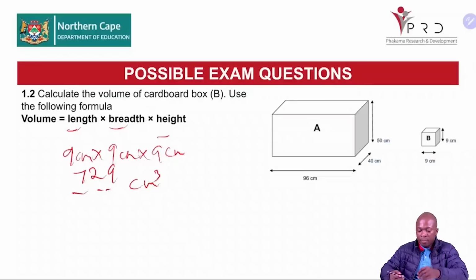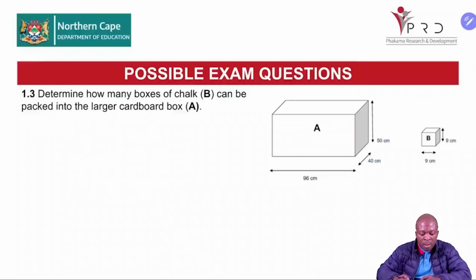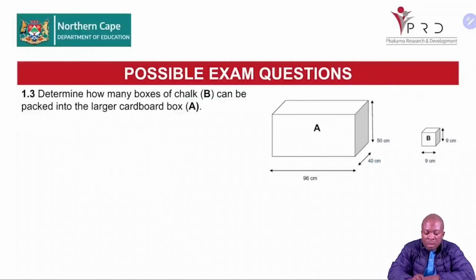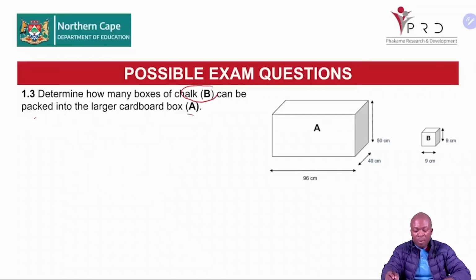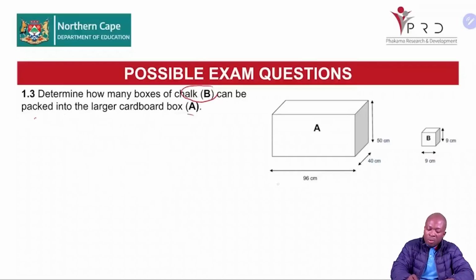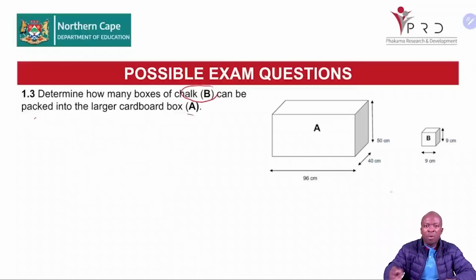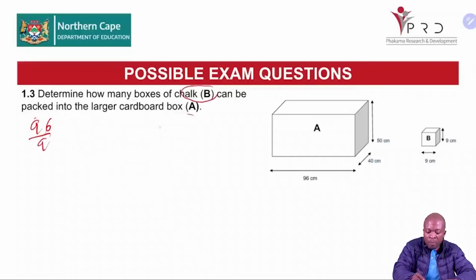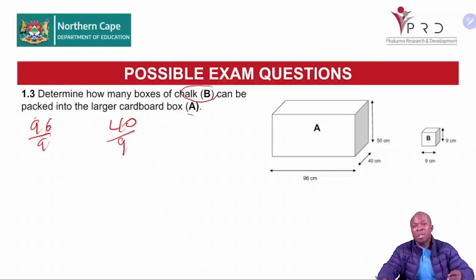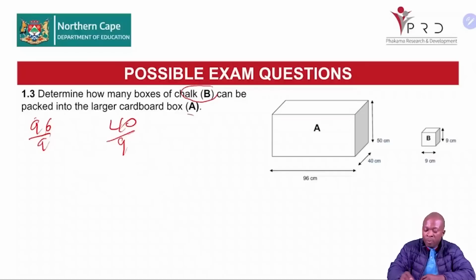Are we together? Okay. Let's go to the next point then. The next one says, determine how many boxes of chalk B can be packed into A, like what we were doing previously. So you pack on the length, you pack on the width, you pack on the height. So how are you going to do that then? Like we already discussed, it's going to be 96 divided by 9. Then it's going to be 40 divided by 9. I am using 9 because the box that we want to pack is a cube. All the dimensions are the same. Then we're having 50 divided by 9.